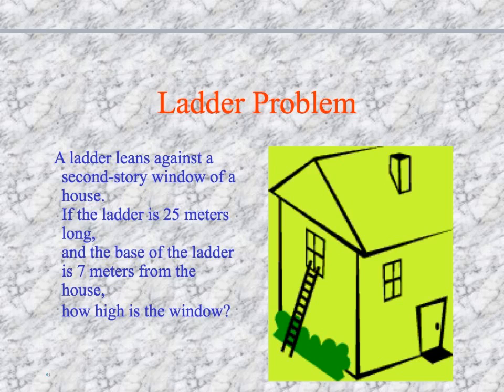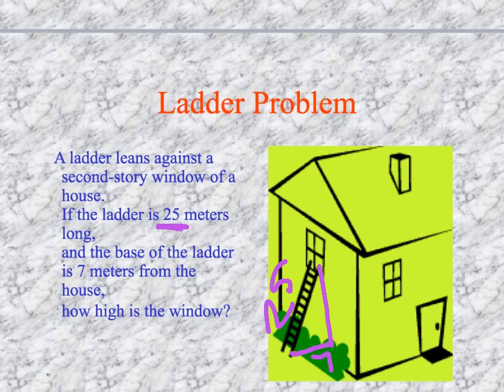Alright, so the ladder problem. A ladder leans against a second-story window of a house. If the ladder is 25 meters long, so we know this ladder is 25 meters, and the base of the ladder is 7 meters from the house. So this base is 7 meters away from the house. We've got to figure out how high the window is from the ground.